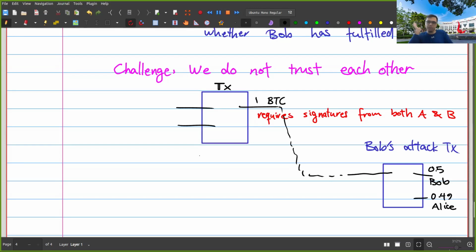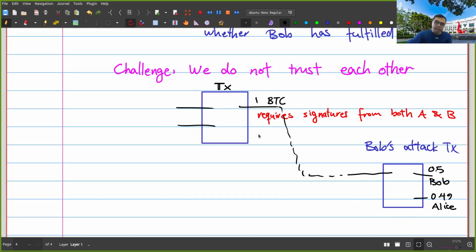Now, remember, I have not fulfilled the item. So Alice is not happy about this. But just look at it from the point of view of Alice. She has 1 Bitcoin here, which is stuck. So she either signs this transaction and publishes it, in which case she would get half of her money back, or she refuses to sign this transaction and then all of her money is stuck.